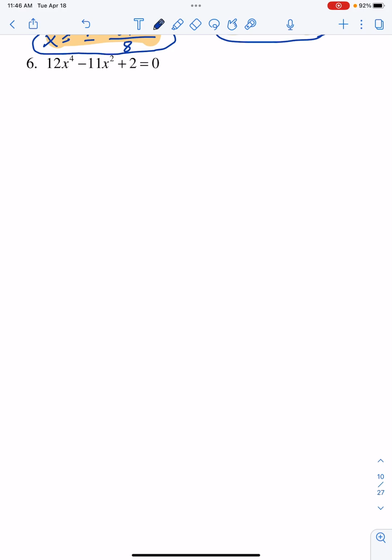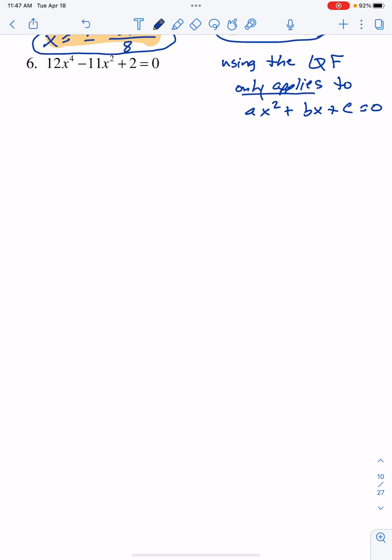Last one. We know here that this is definitely 4 answers. Some of us might think I'm going to use the quadratic formula, but the quadratic formula only applies to ax squared plus bx plus c equals 0. So notice, it only applies when you have your highest power being 2. So we see on 6 that our highest power is 4, which means we cannot use the quadratic formula, which means that this must absolutely factor. That's our only approach here.